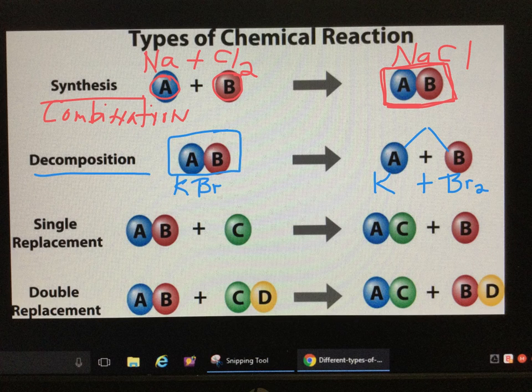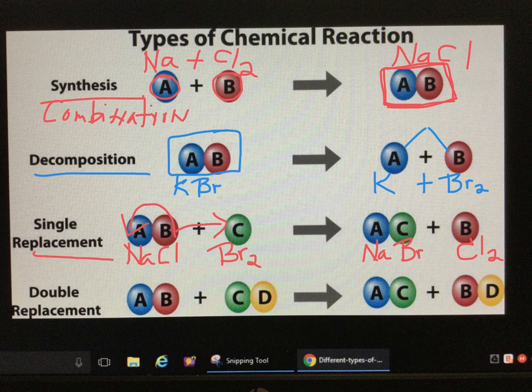Okay, so now, single replacement. You have a couple that goes to a dance. Let's go back to sodium chloride and bromine goes by itself. Okay, a couple go to a dance, a single guy goes to a dance, girl gets upset with boy, breaks up with boy, and goes with the other boy. Okay, so now sodium is going to be with bromine, and now chlorine is all lonely by itself. Okay, that is a single replacement reaction. And so notice you always have an element on its own.